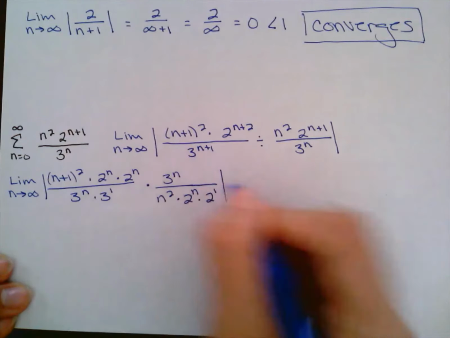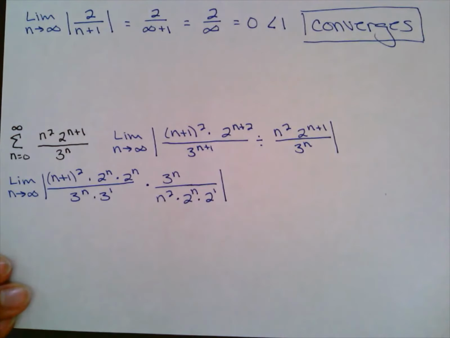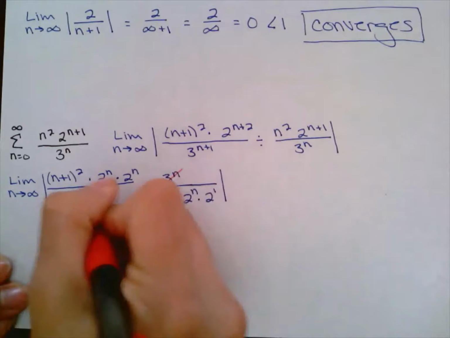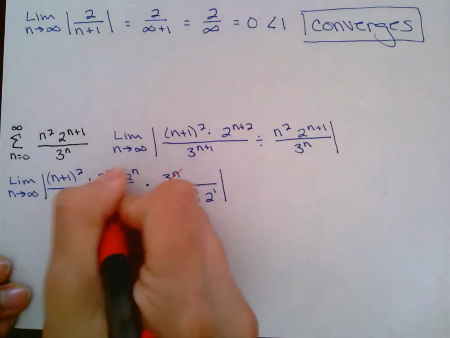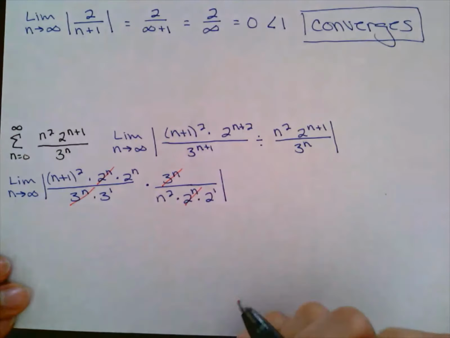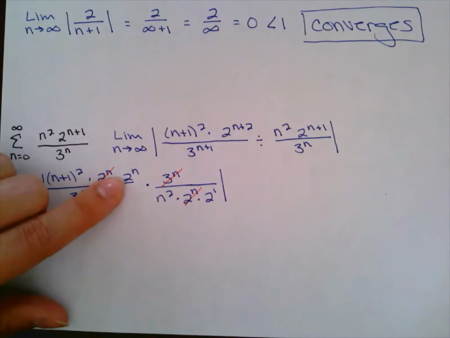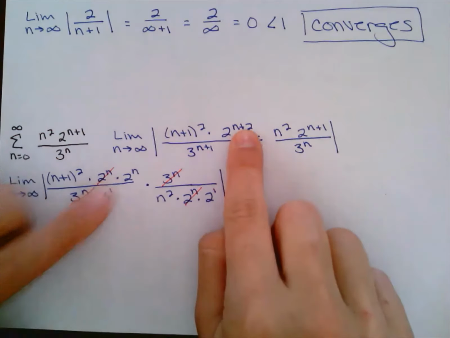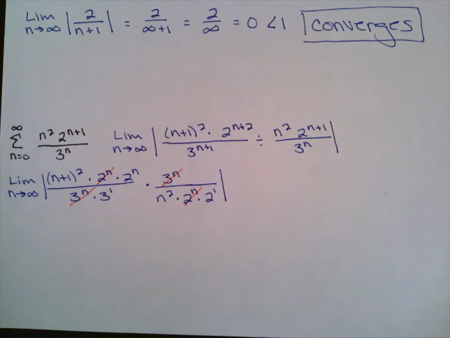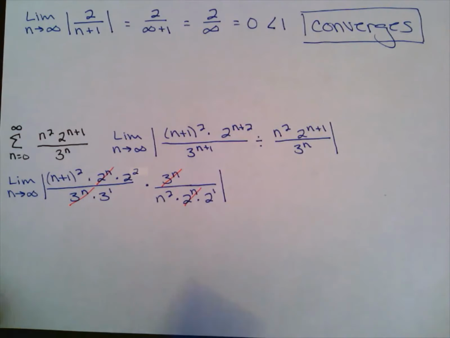Okay. Now let's go see if there's anything we can cancel out. I've got these 3 raised to n's. I have the 2 raised to n's. Okay. Oh, I'm sorry. I just noticed I put 2 raised to the n here. That should be 2 raised to the 2, okay? So I went ahead and paused the video and fixed that for you there.